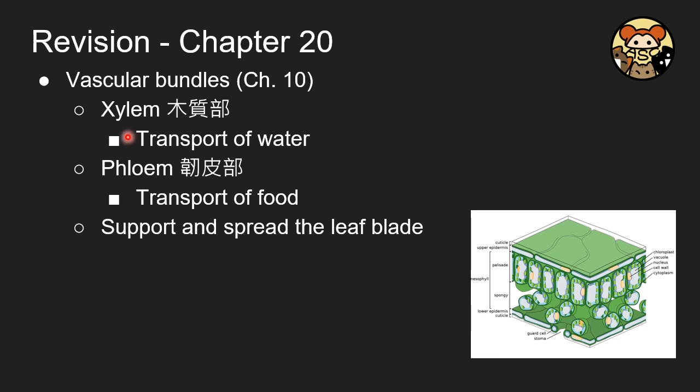And in the middle, there will be xylem and phloem, and they will be used in transporting water and also the food, and it is something you learn in chapter 10 also.